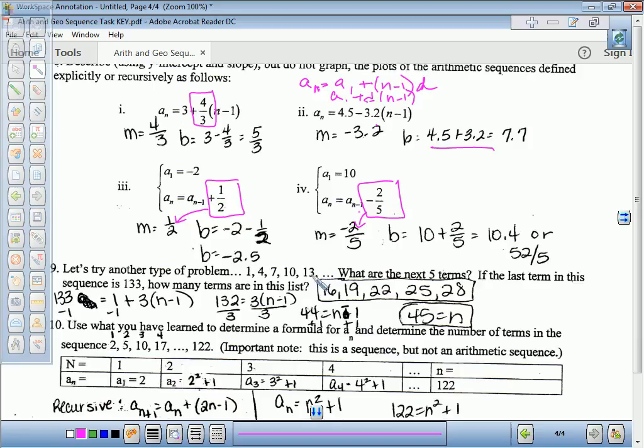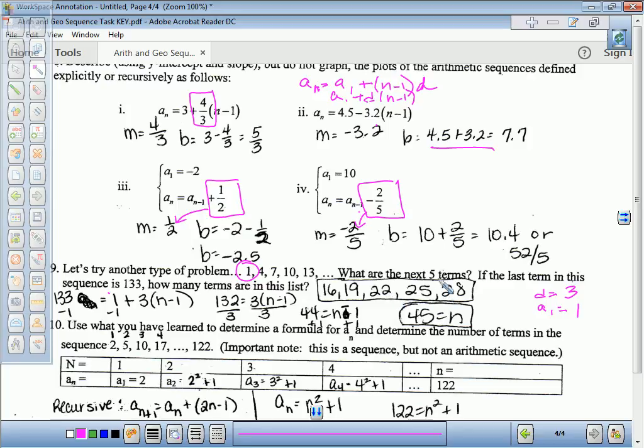Okay, so this one is increasing by 3, so d is 3. The first term is 1. So when we plug it into the formula, 1 is our first term, d is 3. Now, it said, what are the next 5 terms? Well, the easiest way is to treat it like recursive. If d is 3, add 3, add 3, add 3, add 3, add 3.